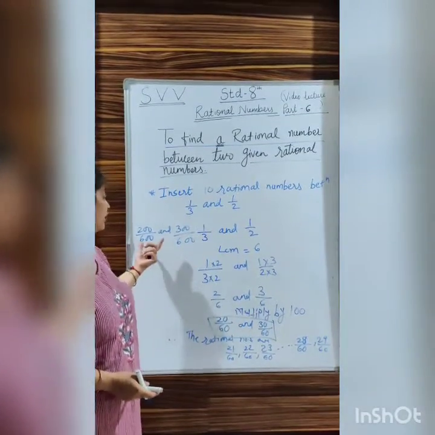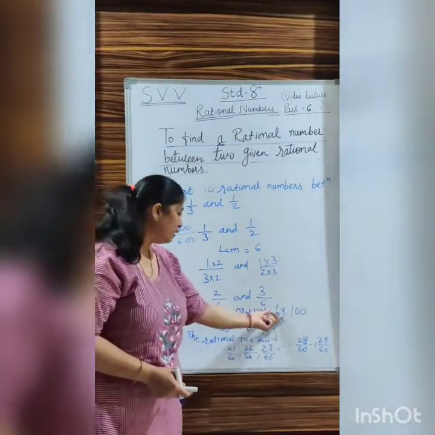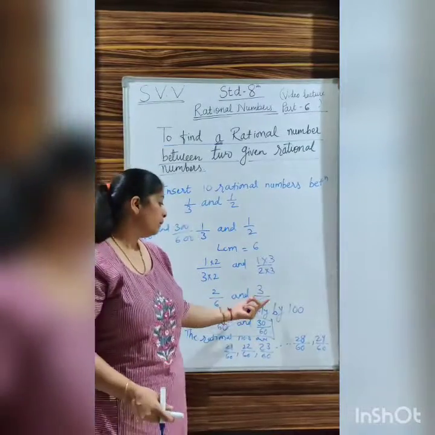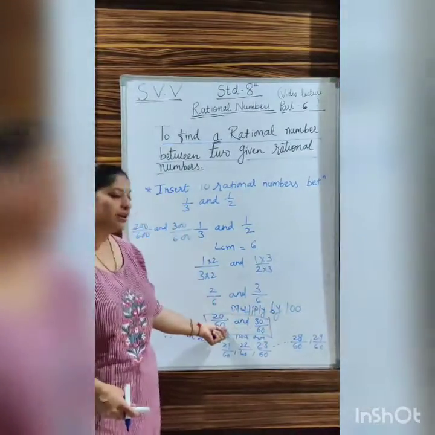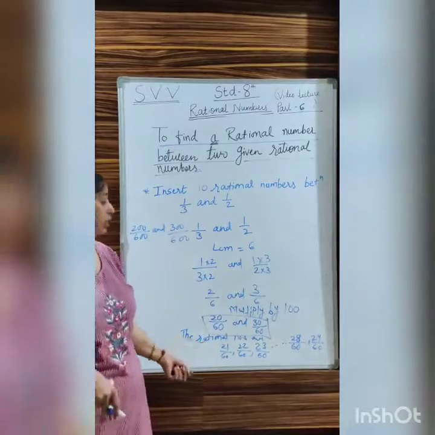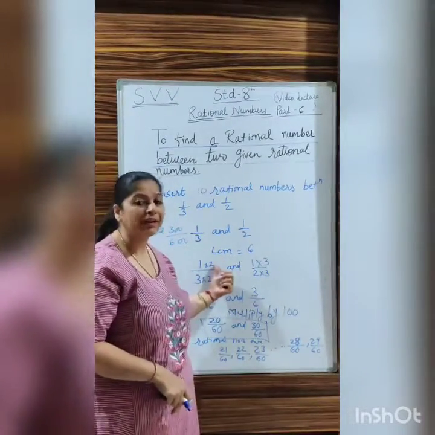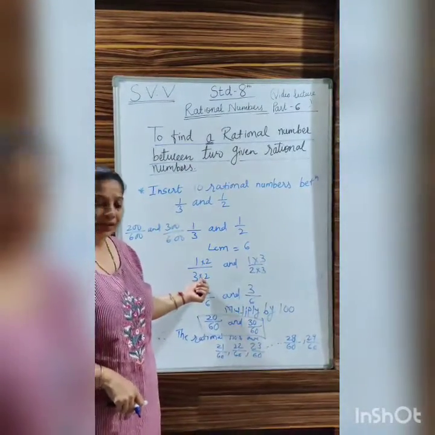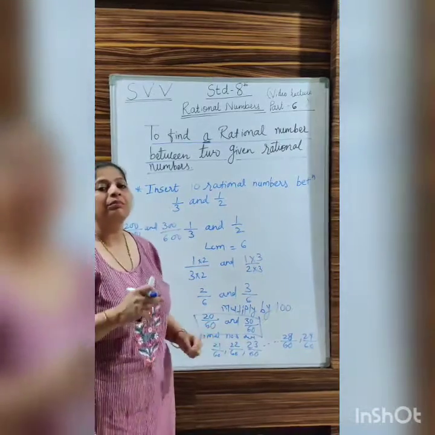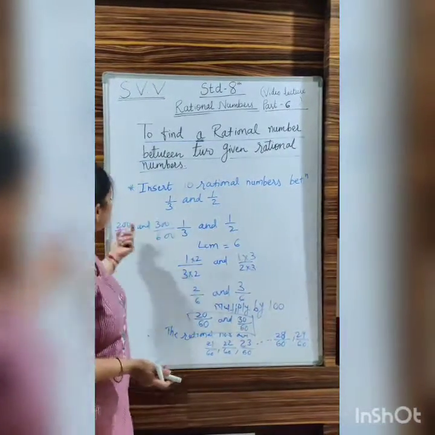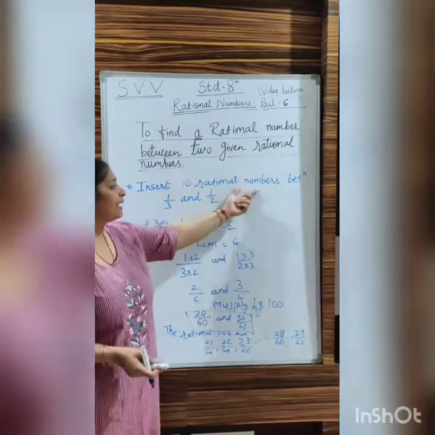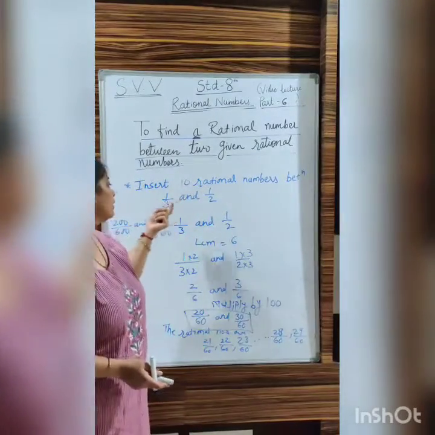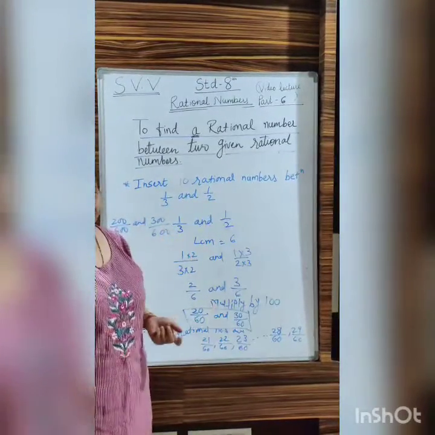So you can find in this way when we are multiplying a larger number to the numerator and the denominator. But the condition is that you have to multiply the same number to the numerator and the denominator so that your rational number will not change. And in this way you can find any rational numbers between two rational numbers.